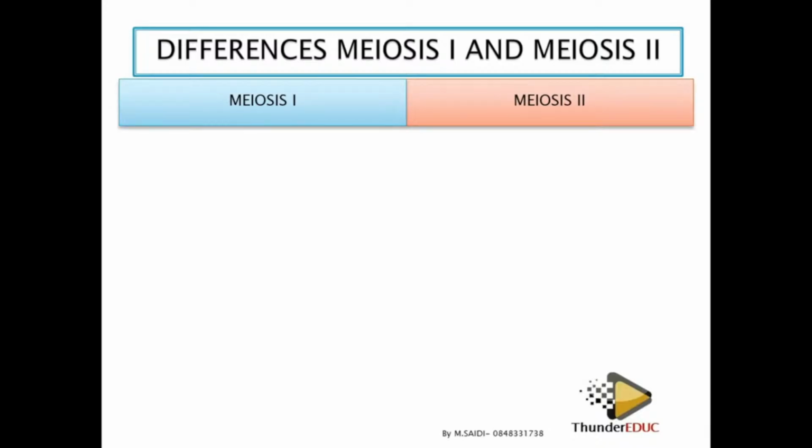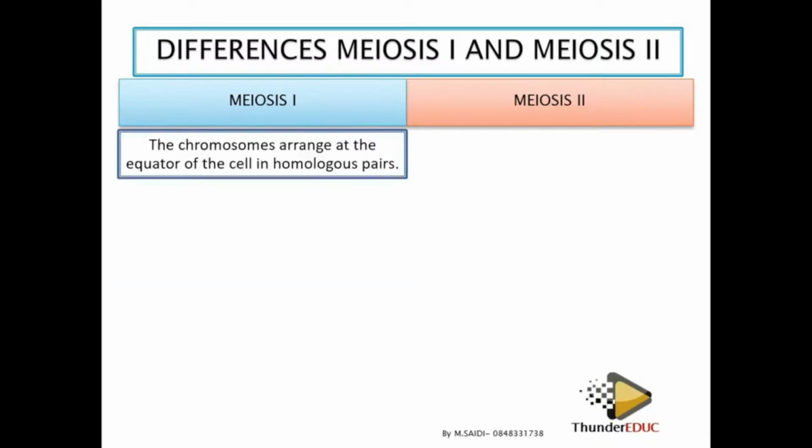Crossing over occurs in prophase I. There is no crossing over in prophase II. So you have to look at the phases. Okay, chromosomes align along the equator in homologous pairs. You see the word homologous.